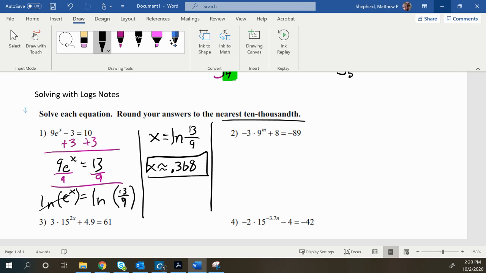All right, let's look at the next problem. Once again, it's going to start off with fairly familiar things. I just need to try to get that 9 to the power of m alone before I can use a log to eliminate it as a base. So we'll subtract 8 from both sides, which will leave us with -3 times 9 to the power of m equals negative 97.